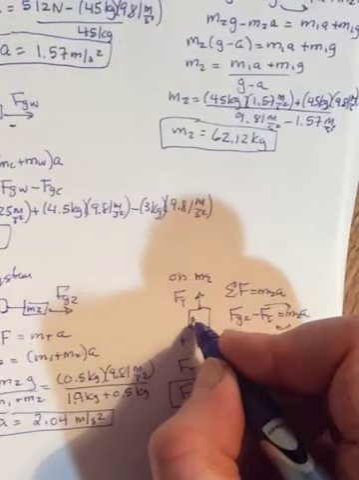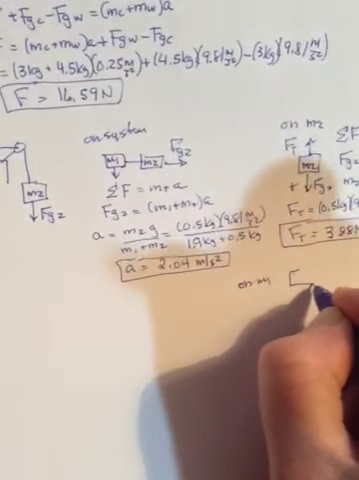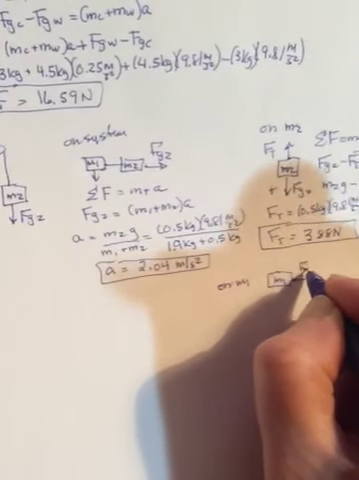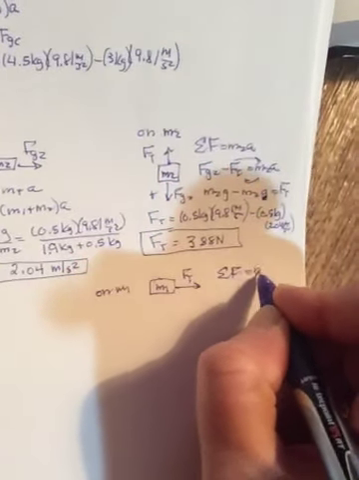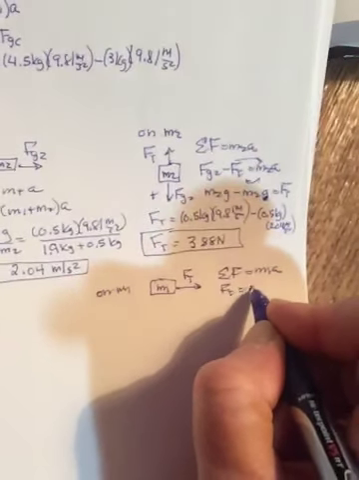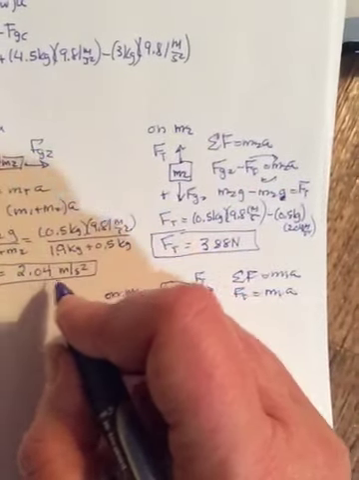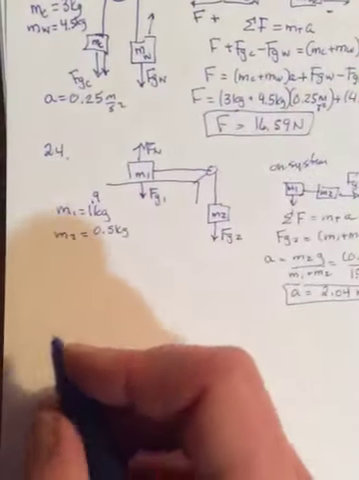Now you could have also done it on M1, and in this case it's easier. Whenever there's friction, it's always easier to do it on the one hanging down, but because there was no friction, if you had done it on M1, the only force that would have been acting on M1 was the Ft. And so when you did sum of the forces is equal to M1A, it just would have been Ft is equal to M1A. So you could have just done 1.9 kilograms times the 2.04, and you'd get to 3.88 again. Okay? So that's number 24.